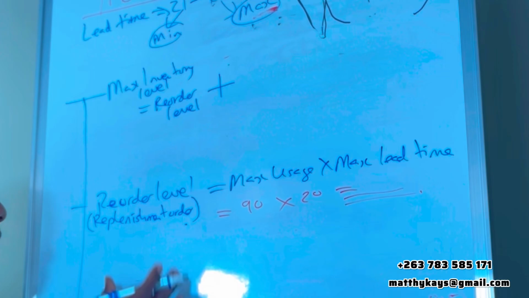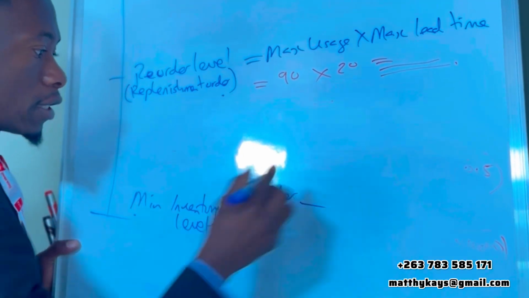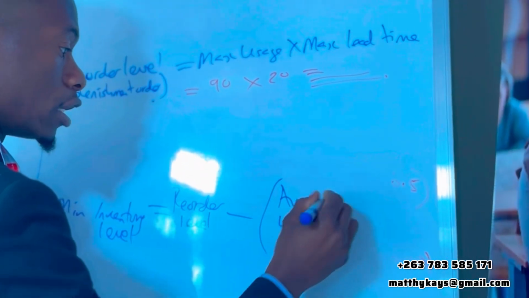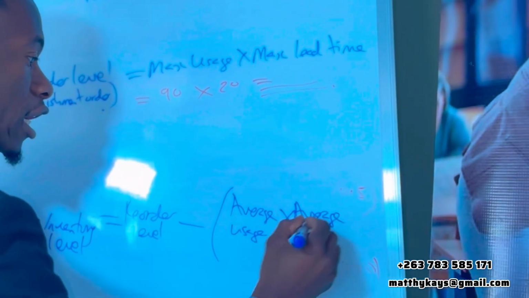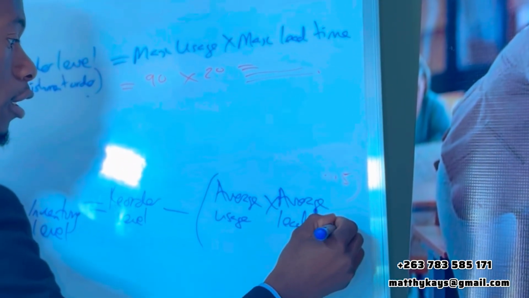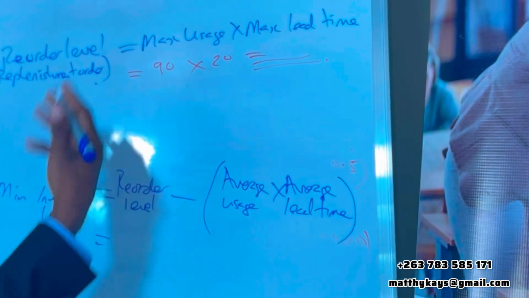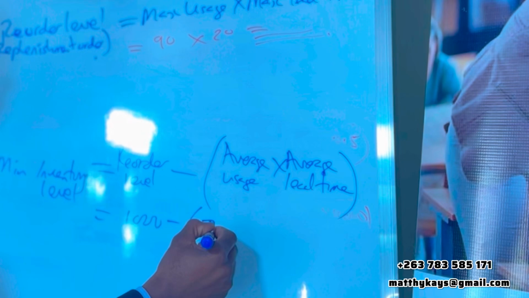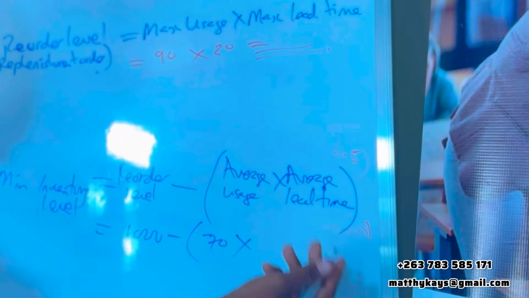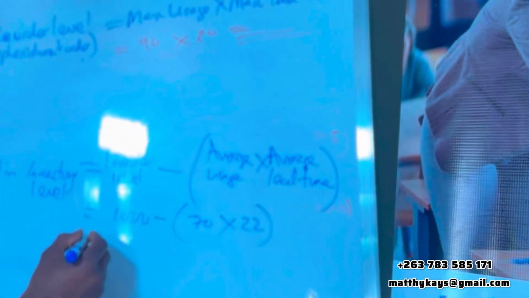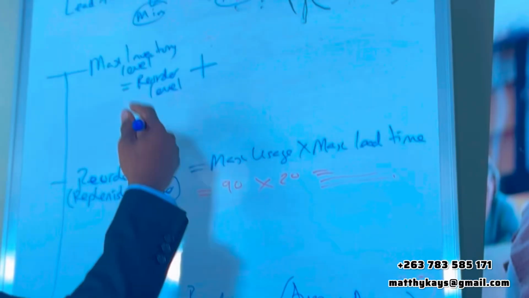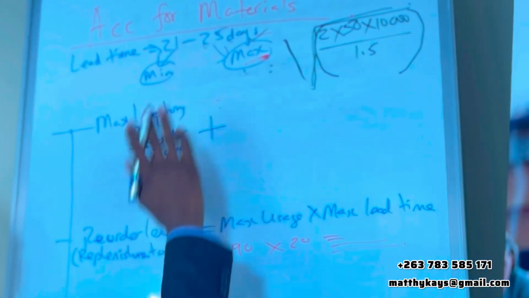Right. The minimum is reorder level less what? Open bracket. Here we use average usage times average lead time. For example, let's say the reorder level is 1,000, just less average usage, that may be, let's say, 70. If the lead time is maybe 22, just solve what is in the bracket first, then less from the 1,000. You get it?